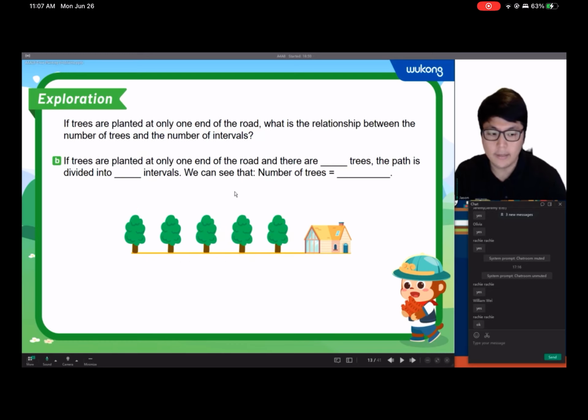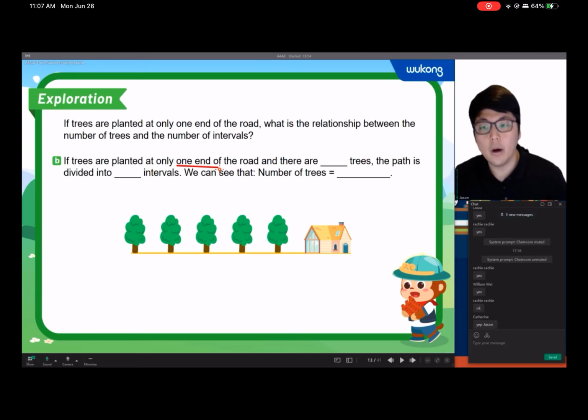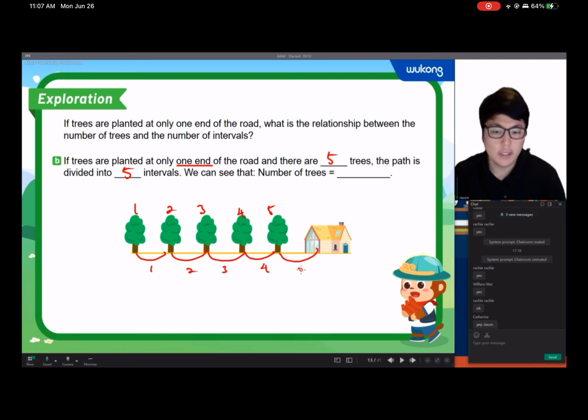Okay, so now, what about this one? Planted at only one end again. One end, yay! One end is the easiest one because it's always the same. 1, 2, 3, 4, 5. 5 trees. Then, without even counting, I already know it's going to be 5 intervals. But let me check. 1, 2, 3, 4, 5. Oh, yes, I do have 5. You see, if you only have one end, then it's super duper easy. Okay?